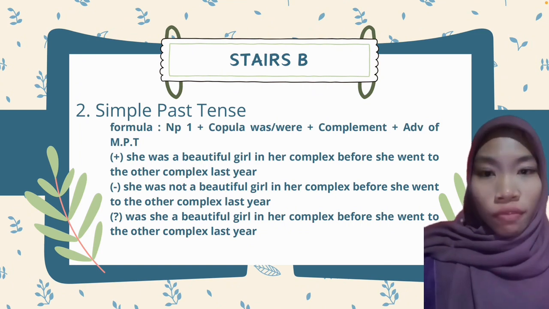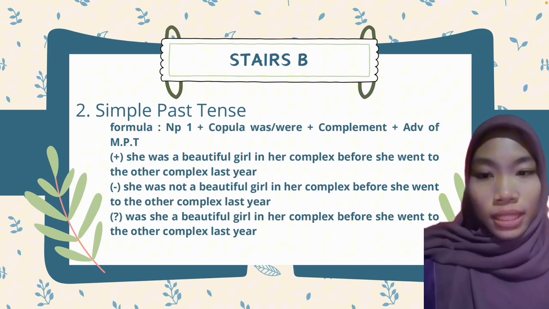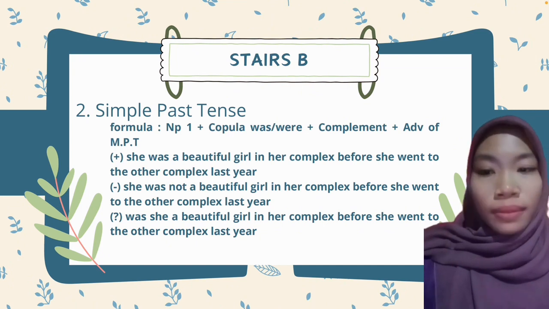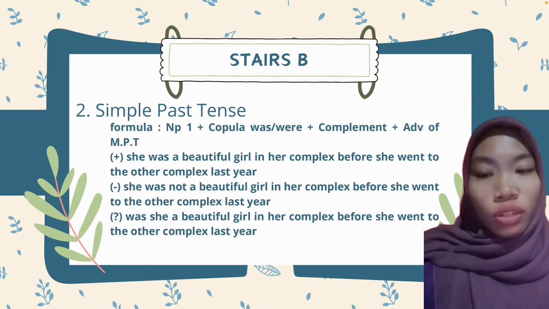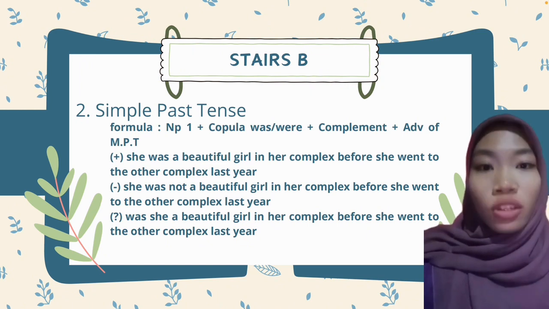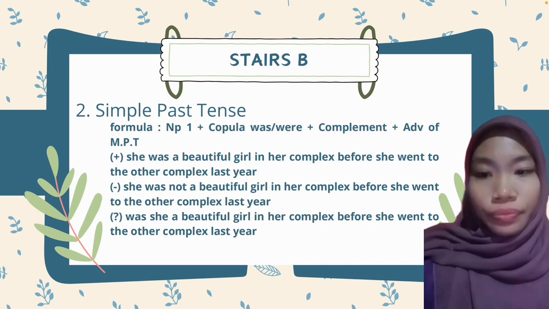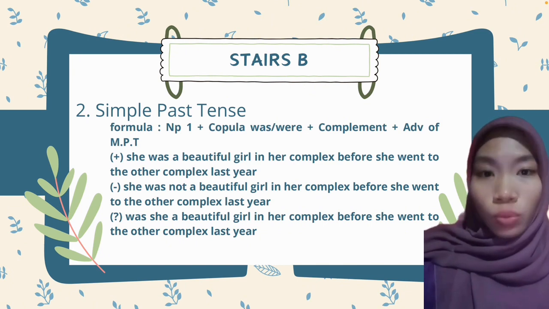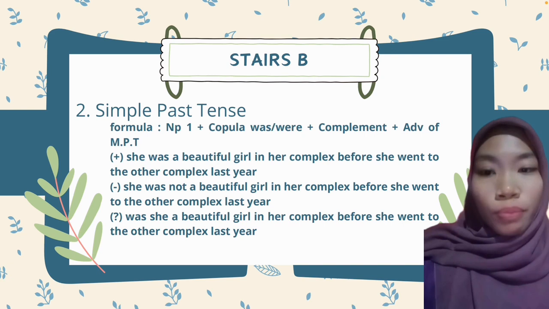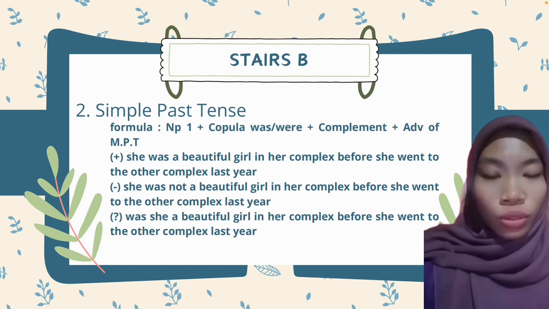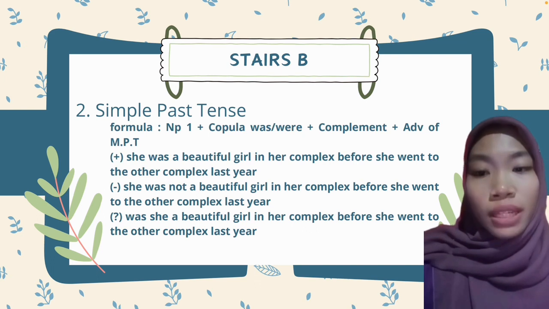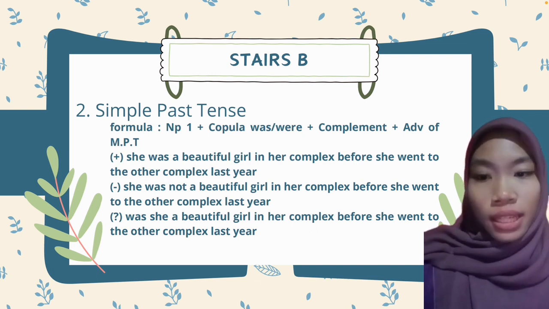Second is negative. Negative keeps using the same stairs as before. The example is, she was not a beautiful girl in her complex before she went to the other complex last year. She is noun phrase 1, was not is copula, a beautiful girl in her complex before she went to the other complex is complement, and last year is adverb of time.